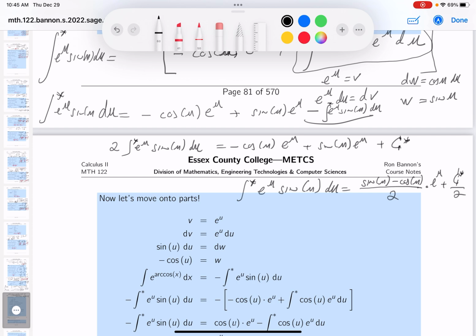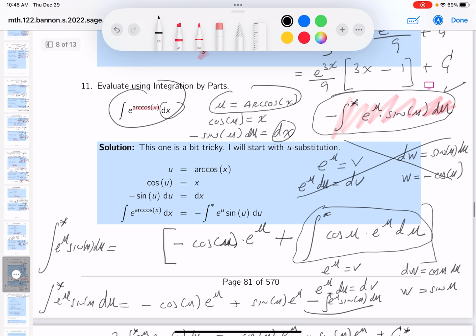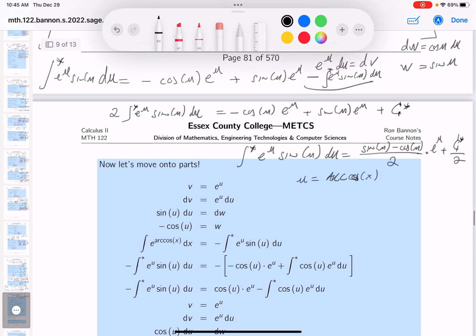And what was u equal to? U was equal to arc cosine of x. Where's that written down? Right over there. That's the original substitution we did. Let's plug it in, see what we come up with.